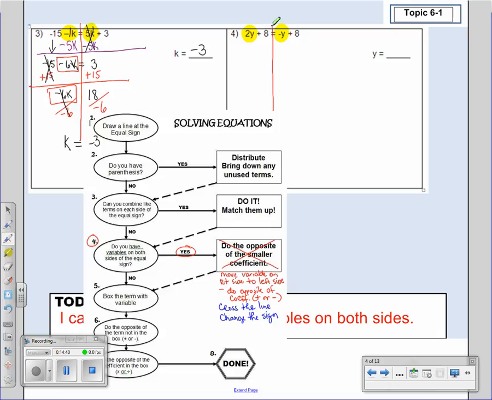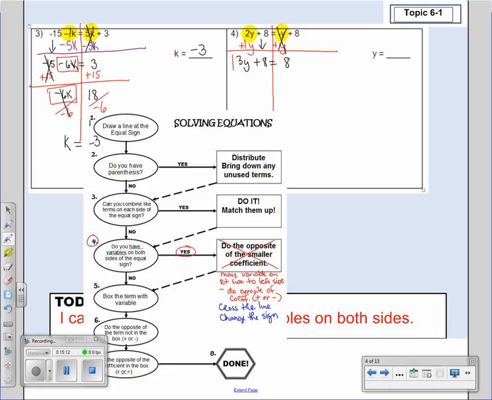I have a negative y on the right. I want to move it to the left. It will become a positive y. There's an understood 1. So 2y plus 1y gives us 3y. The plus 8 drops down. Negative y plus a positive y equals 0. 0 plus 8 leaves us with 8.